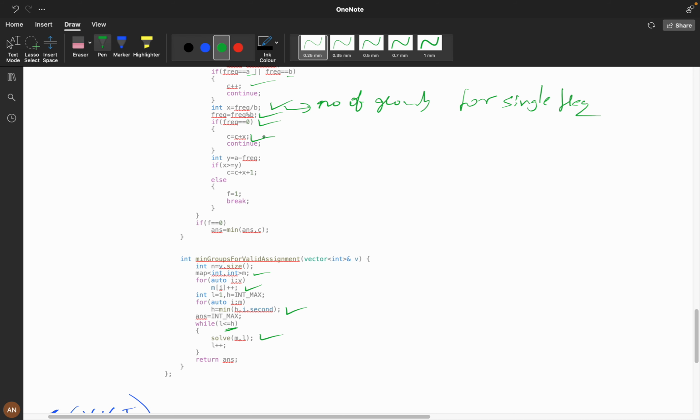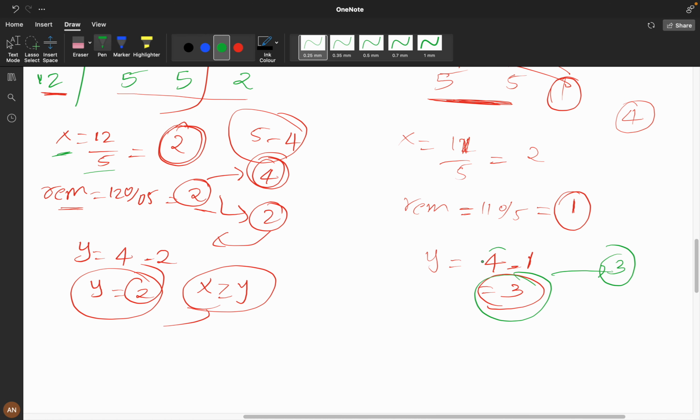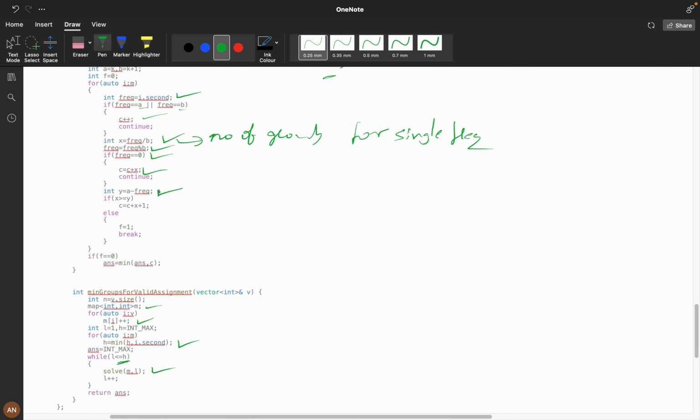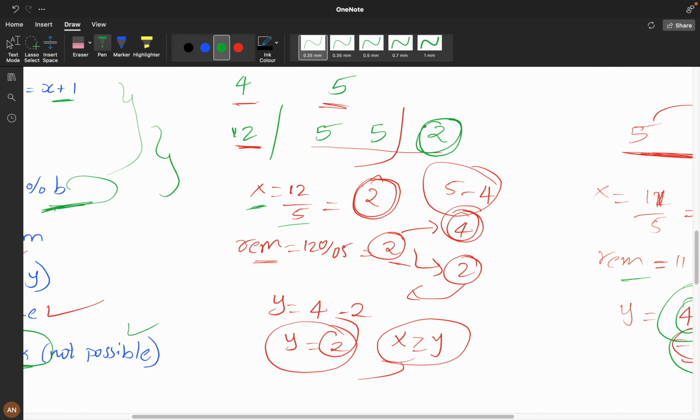And if it is not equal to 0, A minus frequency, we have subtracted 4. You can see here what we did, 4 minus 1. We have subtracted the remaining elements, and here we will get the remaining. If X is greater than Y, then my number of groups will increase by 1, because if you see here my groups have increased to 1. Here we got 2 and here we got 1.